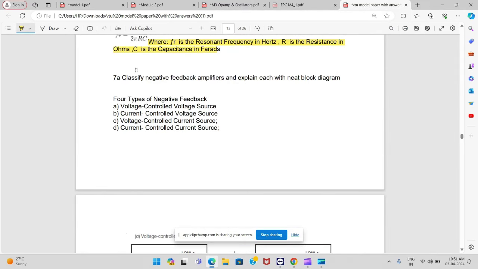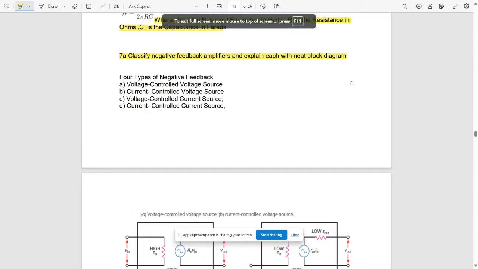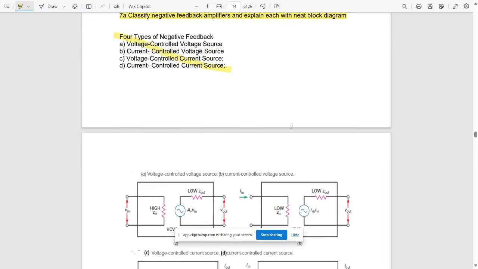So now we'll get to the next question, that is 7a, that is the fourth module. Okay. The given question is, we need to classify the negative feedback amplifiers and explain each with a neat block diagram. Okay. So first write the four types of negative feedback. That is, we have voltage controlled voltage source, current controlled voltage source, voltage controlled current source, and current controlled current source. These are the four negative feedback amplifiers.